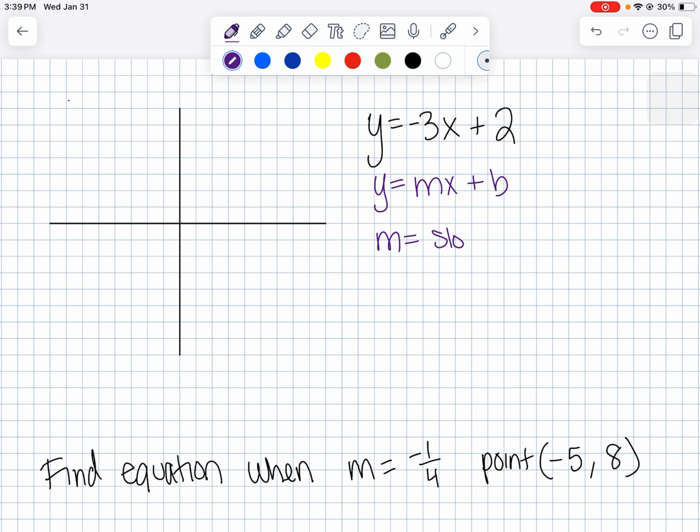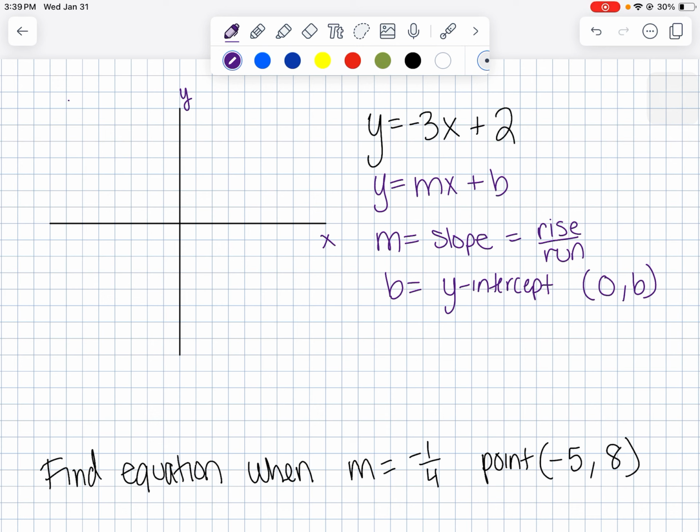the m represents our slope. Another way of thinking about slope is our rise over run on our line. And then our y-intercept is our b value. And that is our point (0, b) because it's where it crosses the y-axis. So here's your y-axis and your x-axis.